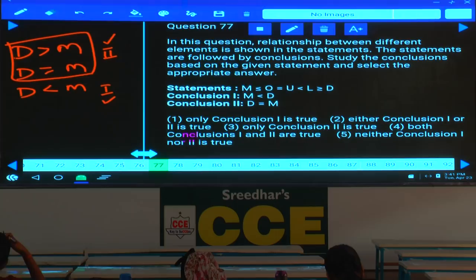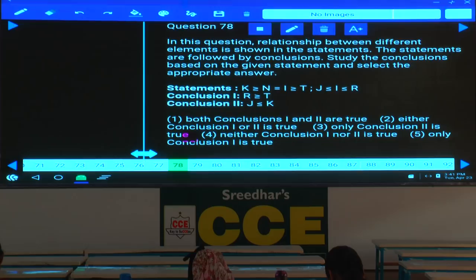The next one, question number 78. Now, the relation between R and T. T is here and R is here. What is the letter which is common between these two? I is common. Hence, we need to combine these two statements by taking I as common. I lesser than or equals to R, that means R is greater than or equals to I. So R greater than or equals to I greater than or equals to T. That means R is greater than or equals to T. That will be conclusion one, definitely true.